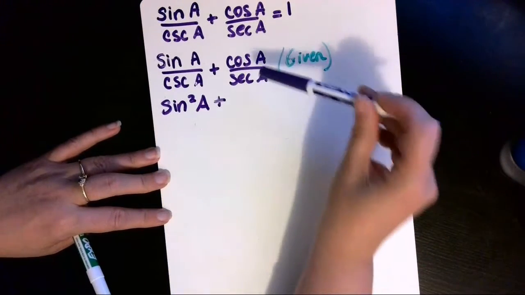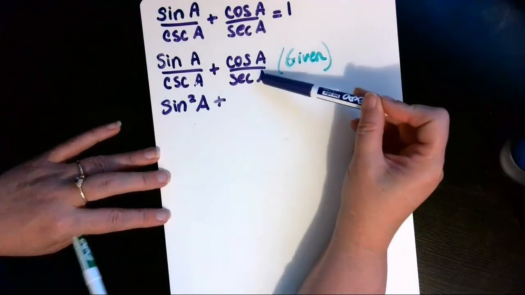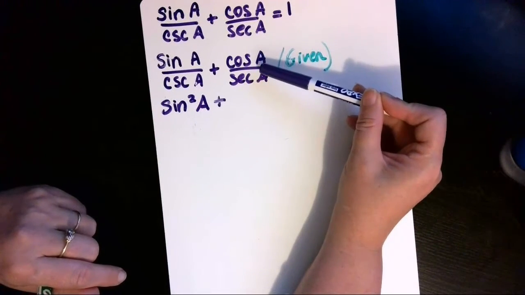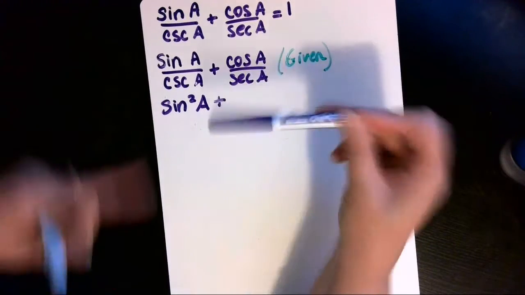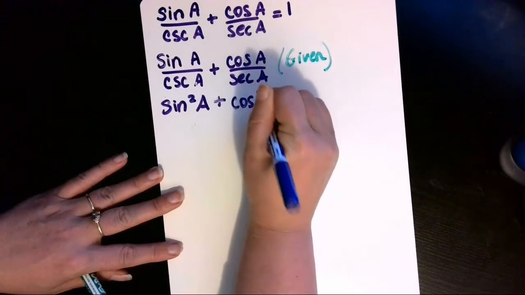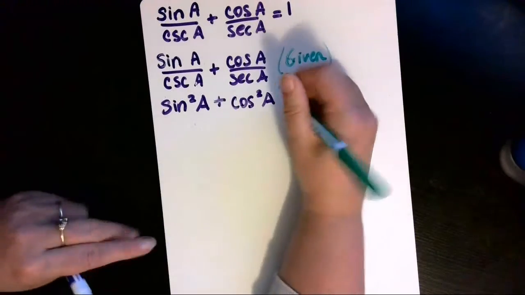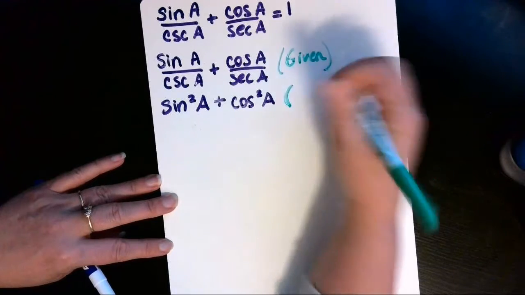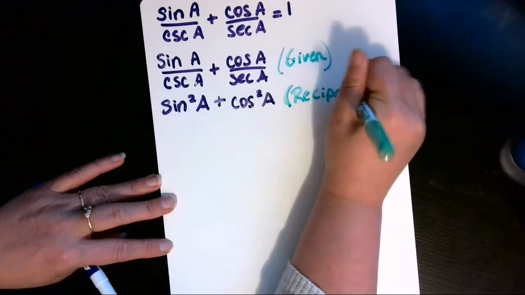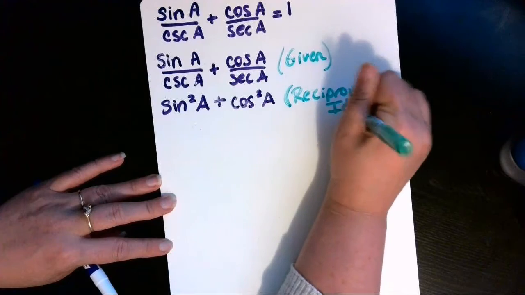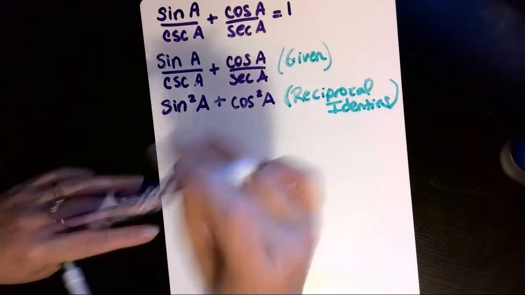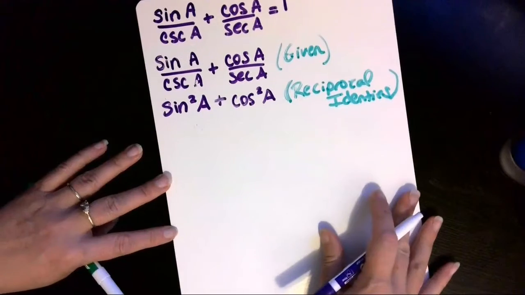And same thing then in the second fraction, secant is the reciprocal of cosine. So this would be cosine divided by 1 over cosine. You take your reciprocal and you have cosine squared a. And that was in our reason next to it. We're applying the reciprocal identity. And we did a reciprocal identity for sine and a reciprocal identity for cosine.